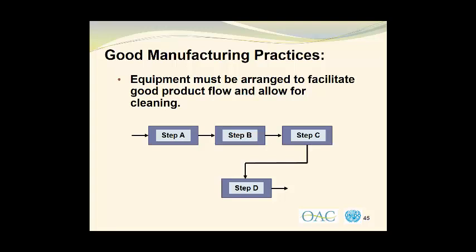So here I've simply put together a brief flow chart showing product coming in to step A in a process. The results of step A then go to step B. Step B feeds into step C, and step C feeds into step D, and the product from step D may go on to another step, or it may be the finished product which goes into warehousing and distribution. But there needs to be good product flow, and you need to design your facility to incorporate this.